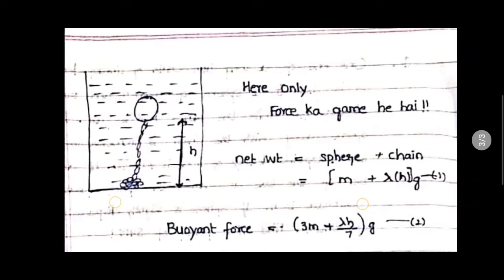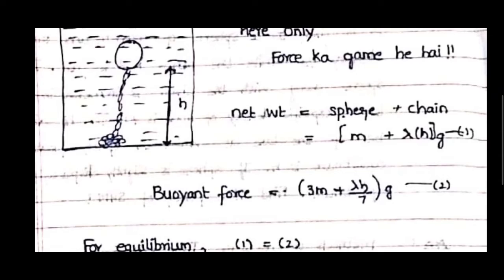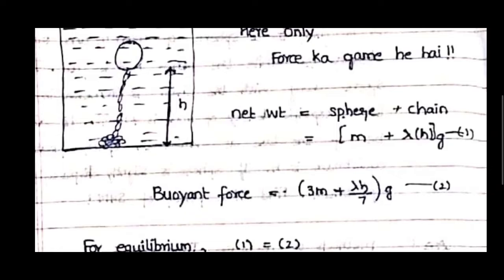This is the figure. Only the force has to be considered here. Net weight equal to weight of the sphere plus weight of the chain, equal to m plus lambda into h, where lambda is the mass per unit length, lambda into h, that is equilibrium height, into g.